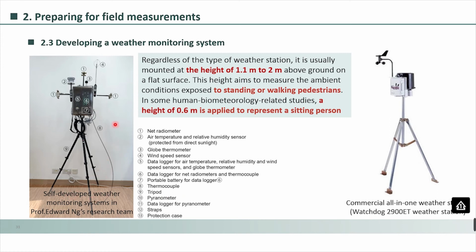And regardless of the type of weather station, we usually mount the instrument at the height of 1.1 meters to 2 meters because we want to focus on the microclimate at the pedestrian level. And for some human biometeorology related studies, a height of 0.6 meter is applied to represent a sitting person.